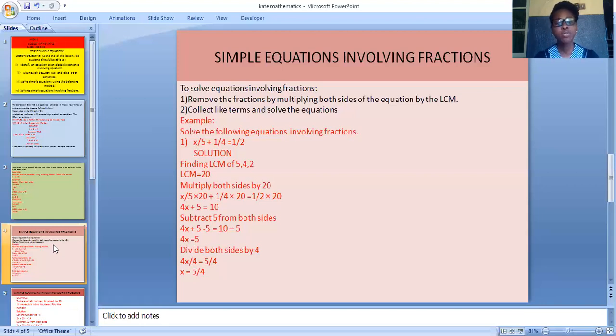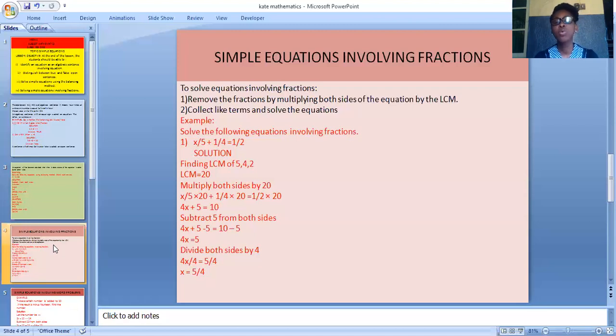We have x over 5 times 20 over 1, which is the same thing as saying x times 20 over 5 times 1. And 5 can divide 20x to give us 4x. Plus 1 over 4 times 20 over 1, which is 1 times 20 over 4 times 1. 20 divided by 4 will give us 5, and 5 times 1 will give us 5.